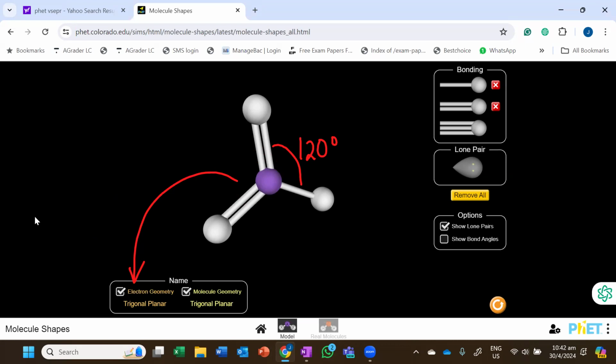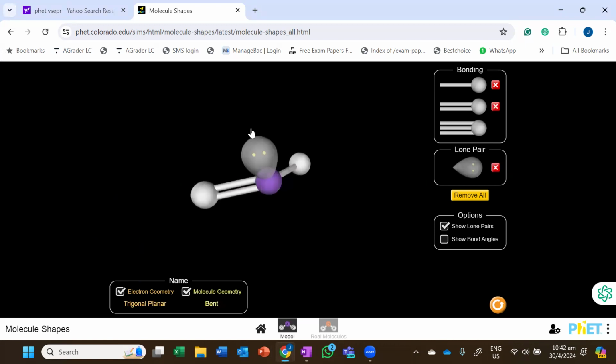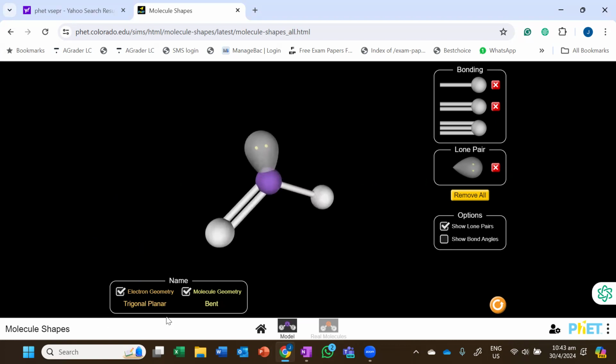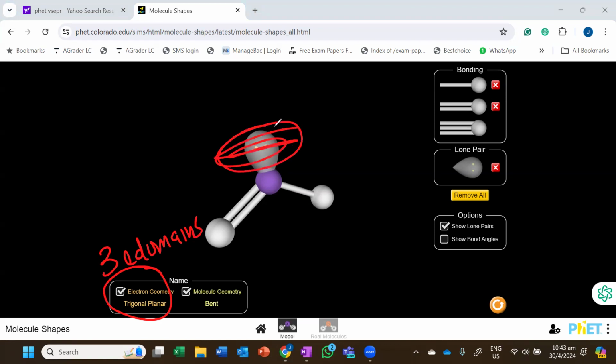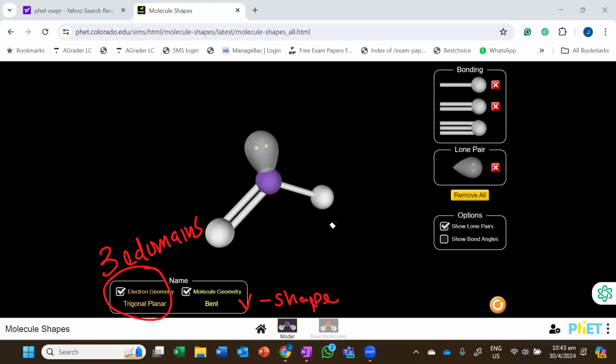So if I'm going to change one of the bond pairs into a lone pair, this is what I'm seeing. The electron geometry did not change because it's still 3 electron domains. It's still 3 electron regions. But the shape is different now. If I take a finger and cover this portion up and pretend that I'm not seeing it, what I'm seeing is a V shape or a bend shape, right? So therefore, the shape or the molecular geometry is bent.